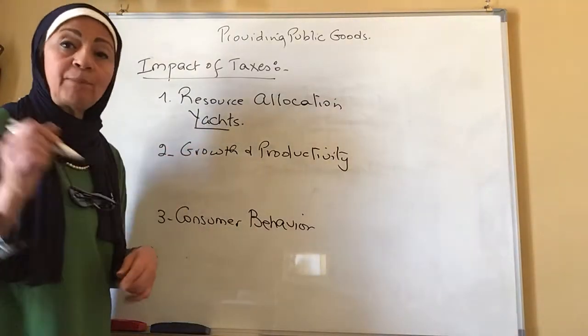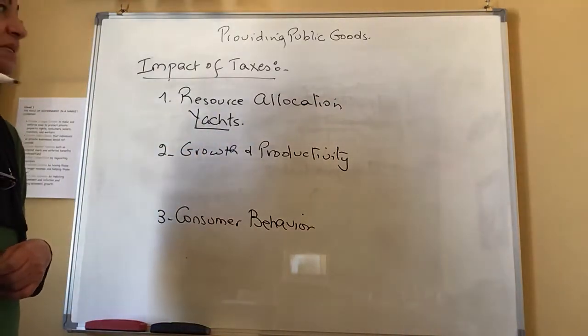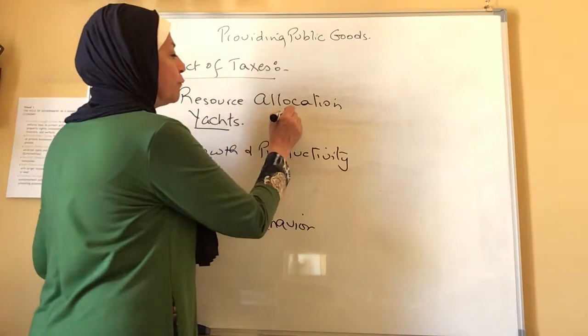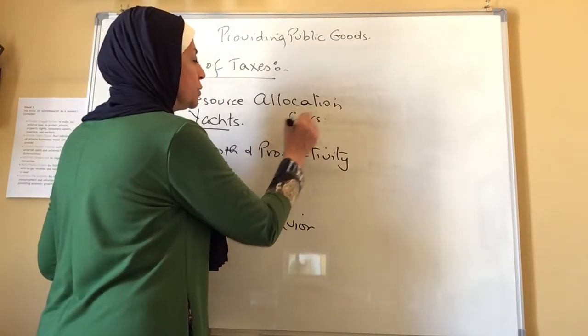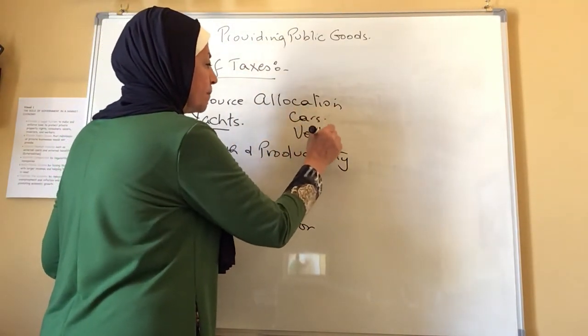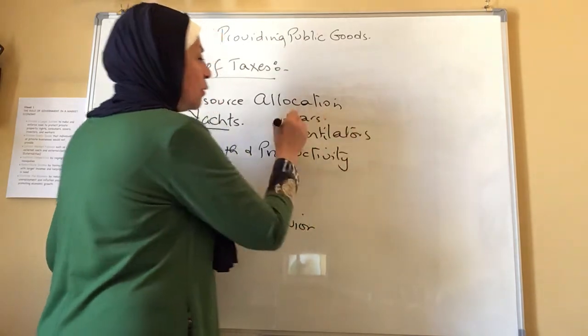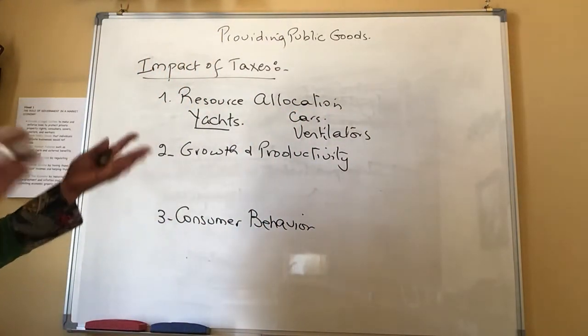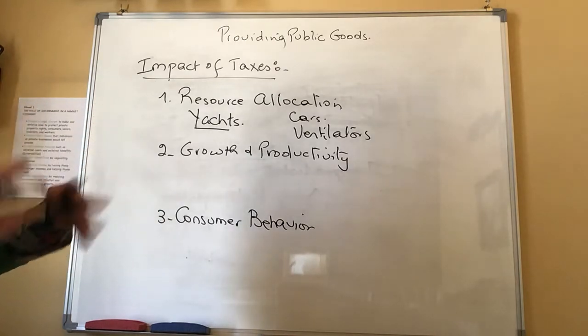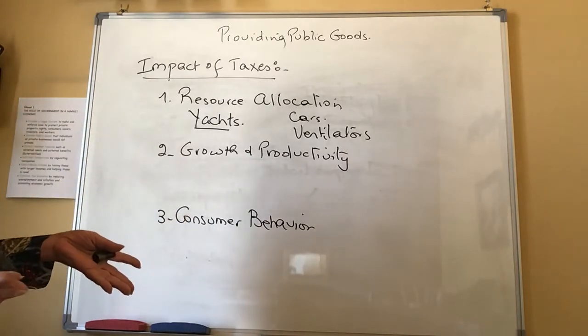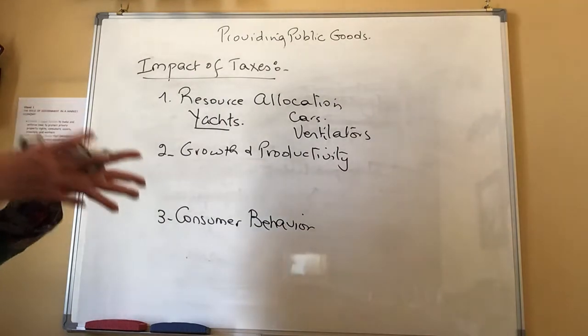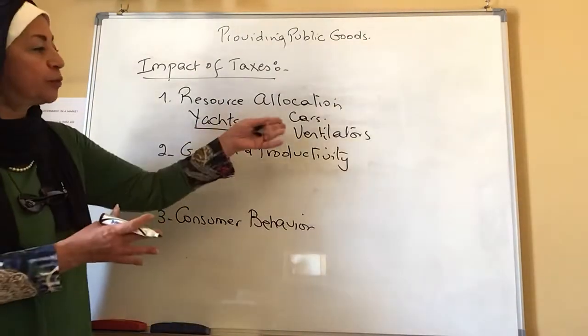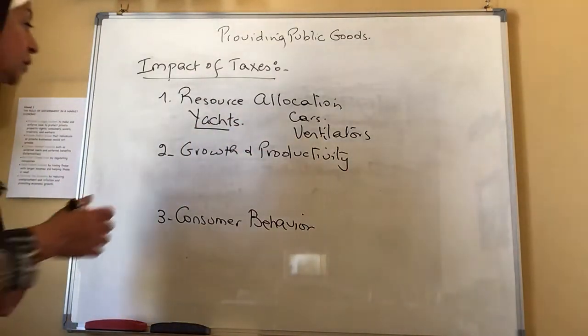A good example would be the businesses now that are shifting from producing cars to producing ventilators. If there's enough production of cars and I need more ventilators, and if I impose more taxes on cars, I would encourage producers to move to the production of ventilators.